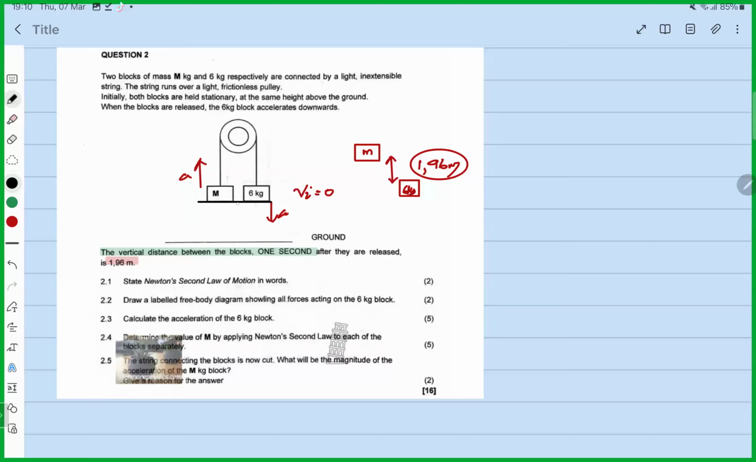They started at the same level. They have the same acceleration. They both have the same initial velocity. So therefore, each one would have covered exactly half of this total. Same acceleration, same initial velocity, starting at the same level, means both of these traveled only half of that distance to give you the total distance of 1.96. That means this basically started from here, went up 0.98 meters, and this went down 0.98 meters.